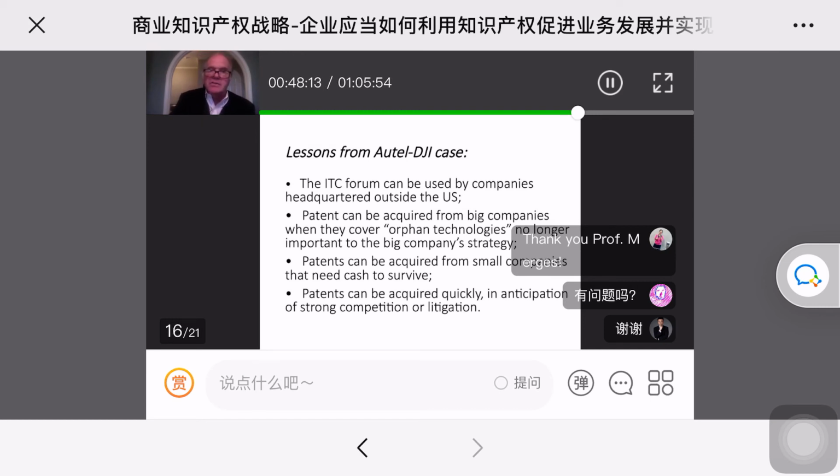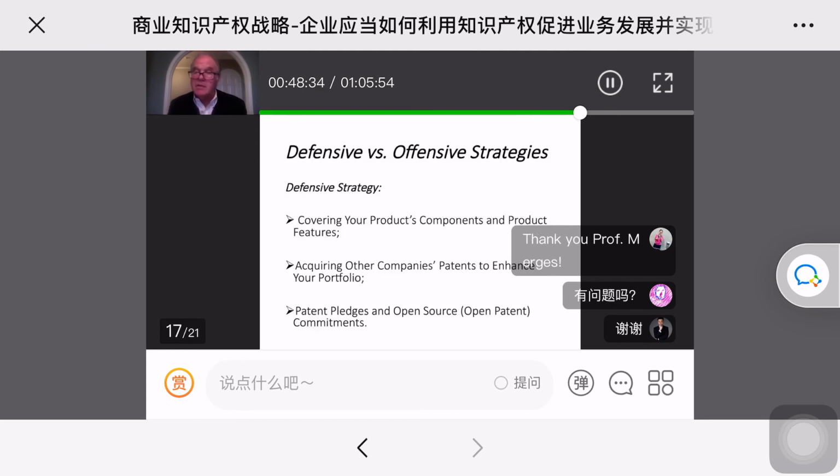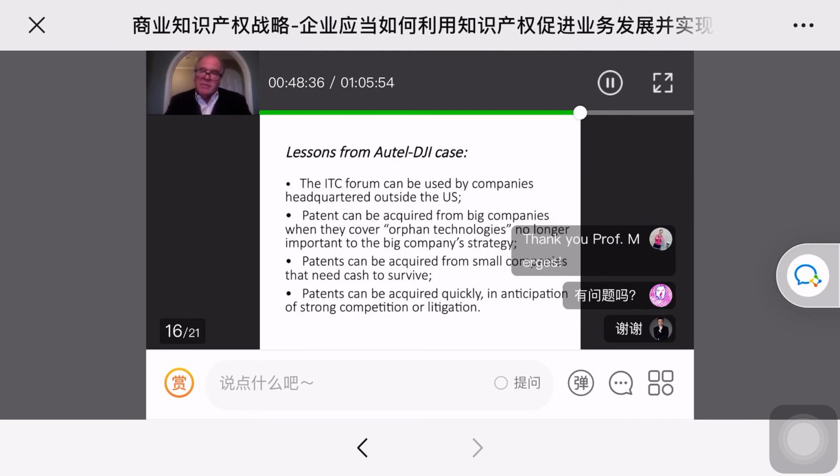Before I come off this slide, I should say, just recently, I think in the last few weeks, the International Trade Commission decided this case. They decided against Autel. They decided that both the patents that Autel acquired were invalid. They turned out not to be any good. Okay. So from a strictly legal point of view, the strategy did not succeed.